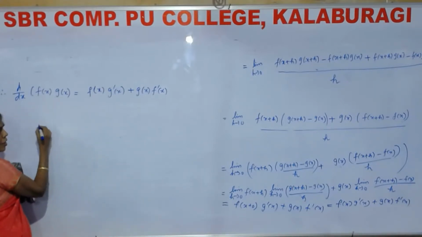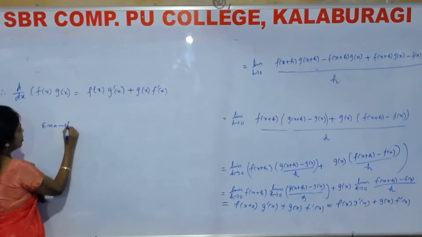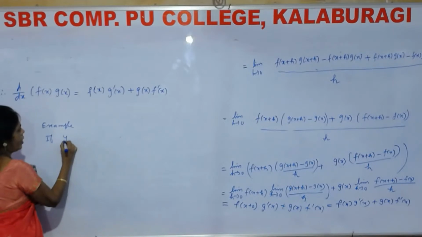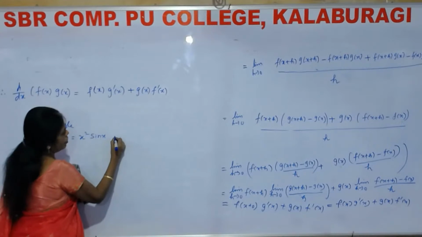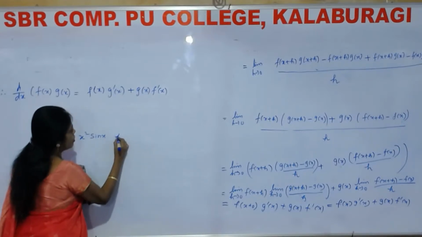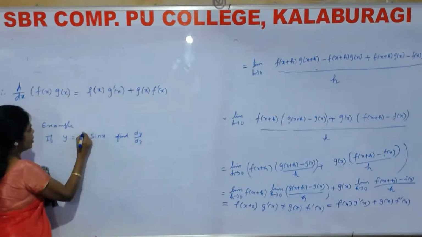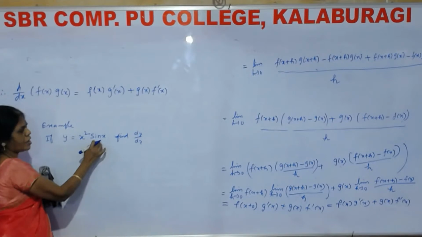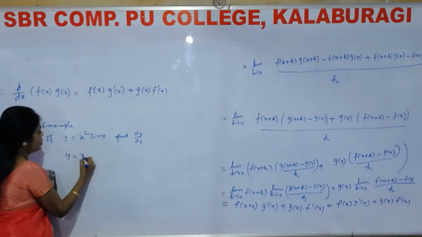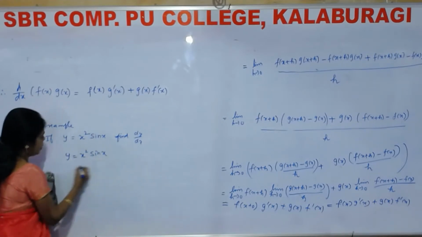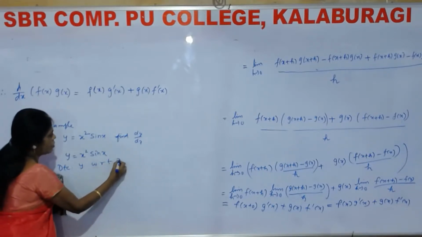What is the given? Let me write this as a question. If y equals x squared sin x, find dy by dx. And this is f of x and this is g of x. Now y equals x squared sin x. Differentiating y with respect to x.